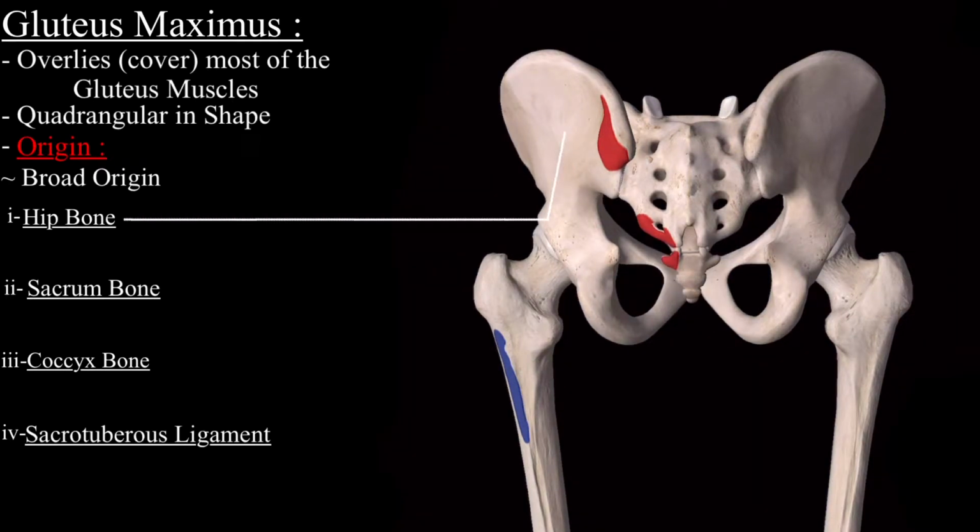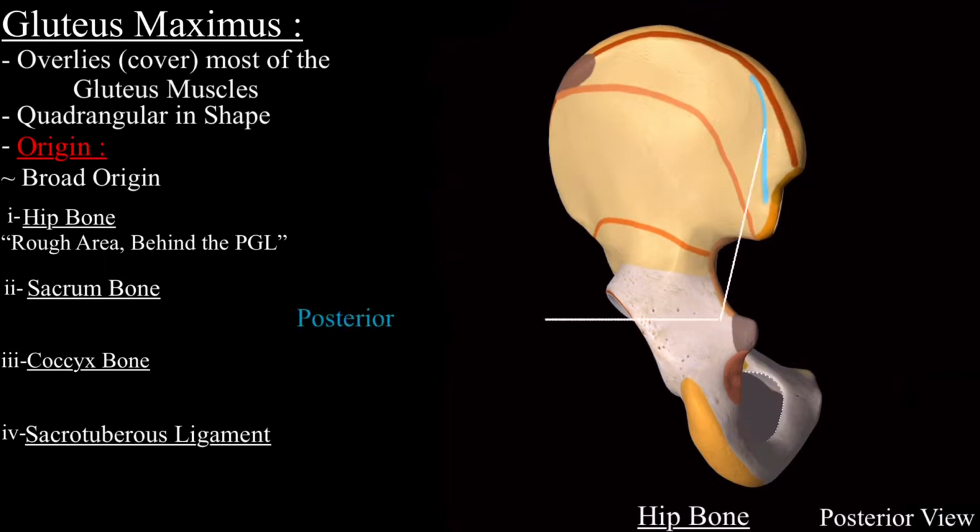On the hip bone, it originates from the rough area of the ilium behind the posterior gluteal line. This highlighted blue is the posterior gluteal line, and this is the rough area of the ilium behind the posterior gluteal line from where the Gluteus Maximus muscle originates on the hip bone.